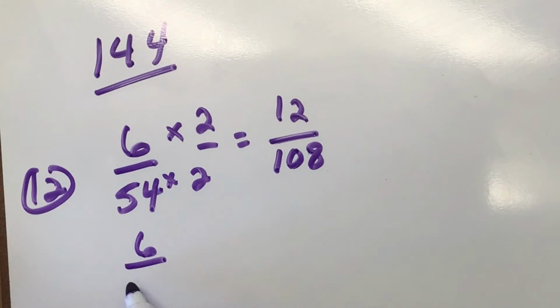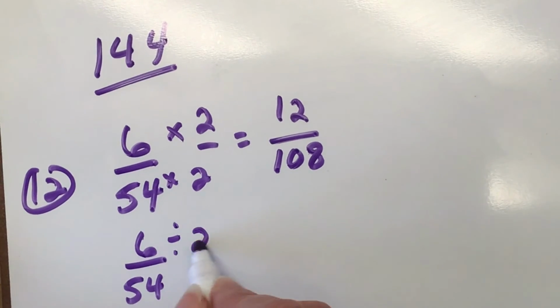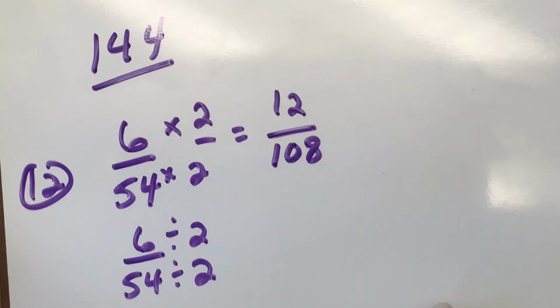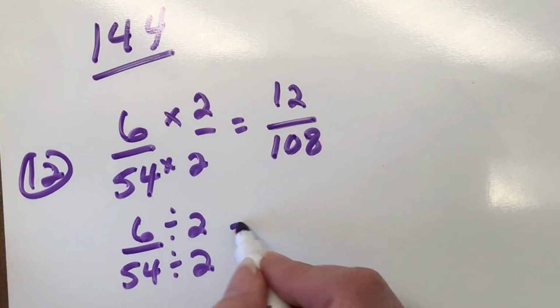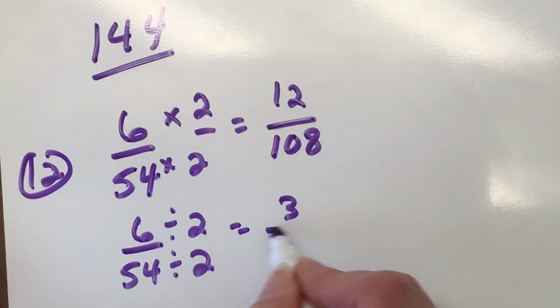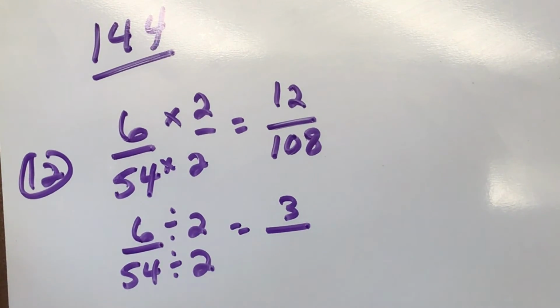Now I'm going to get an equivalent fraction by dividing the numerator and denominator by the same number. I know these are both even numbers, so I can divide both of them by 2. So 6 divided by 2 equals 3, and 54 divided by 2 equals 27. So 6/54 is equivalent to 3/27.